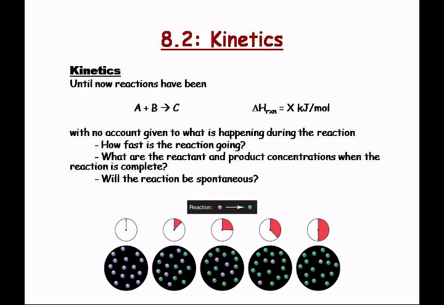And we knew now the delta H of the reaction. So we never considered how fast this reaction is going, what the reactant and product concentrations are when the reaction is complete, and whether this reaction will be spontaneous. If we take measurements at different time intervals, we can see the relative concentrations of the reactants decreasing and the relative concentrations of the products increasing. So you would expect this.